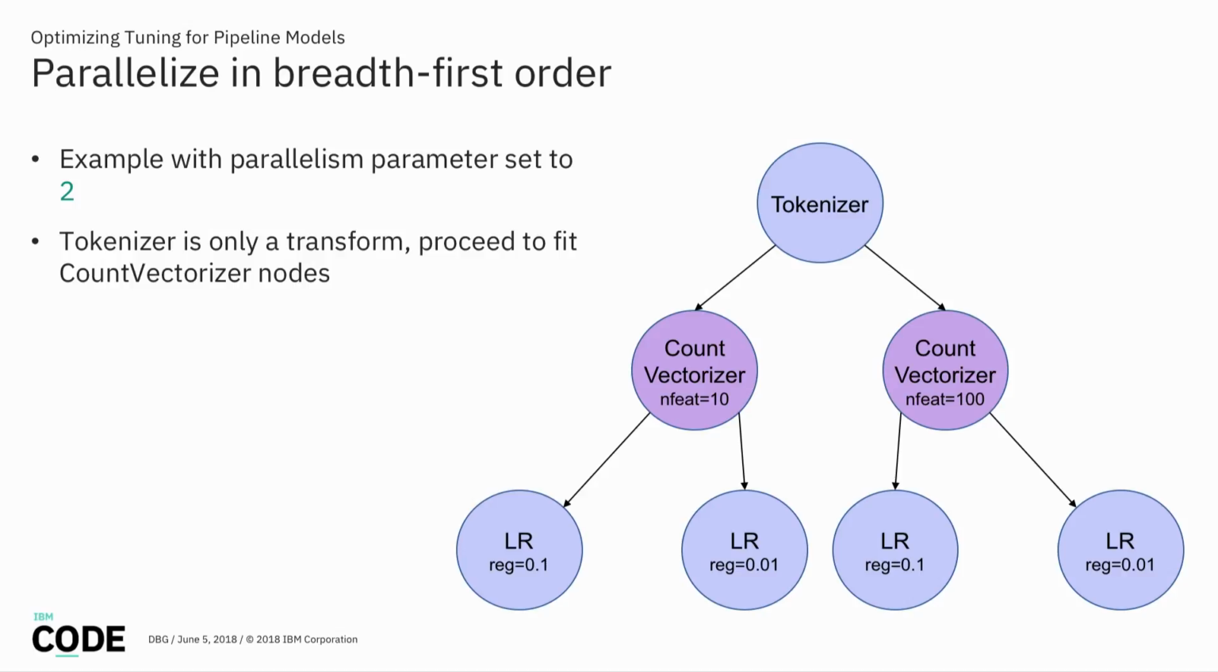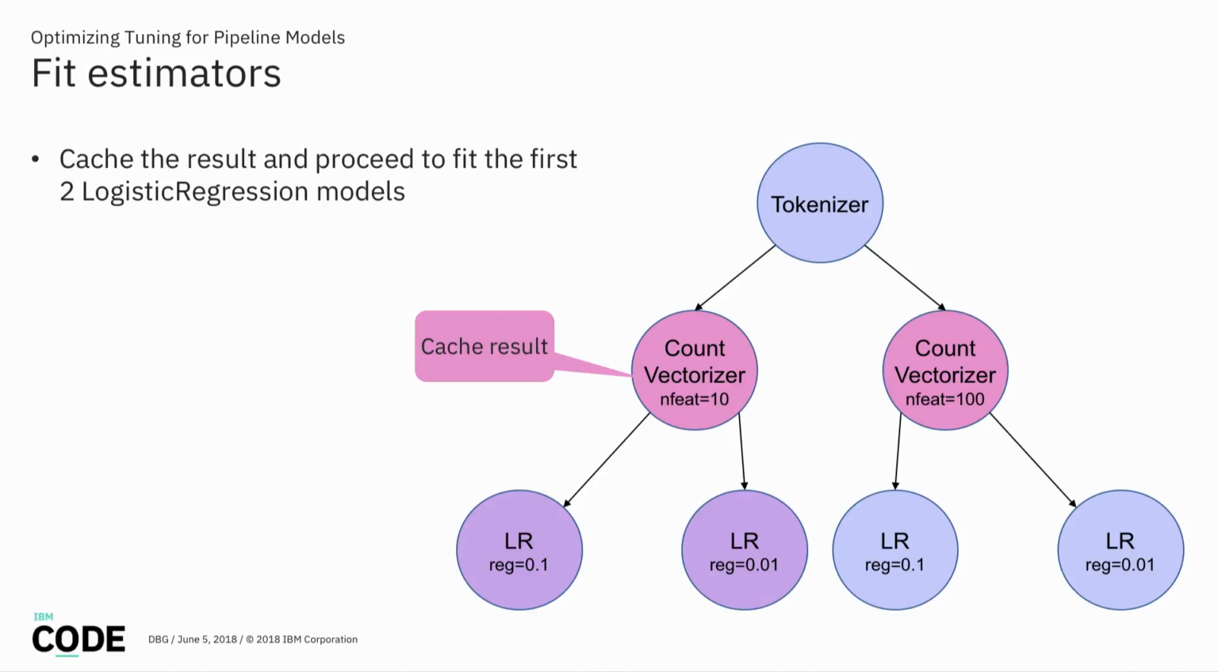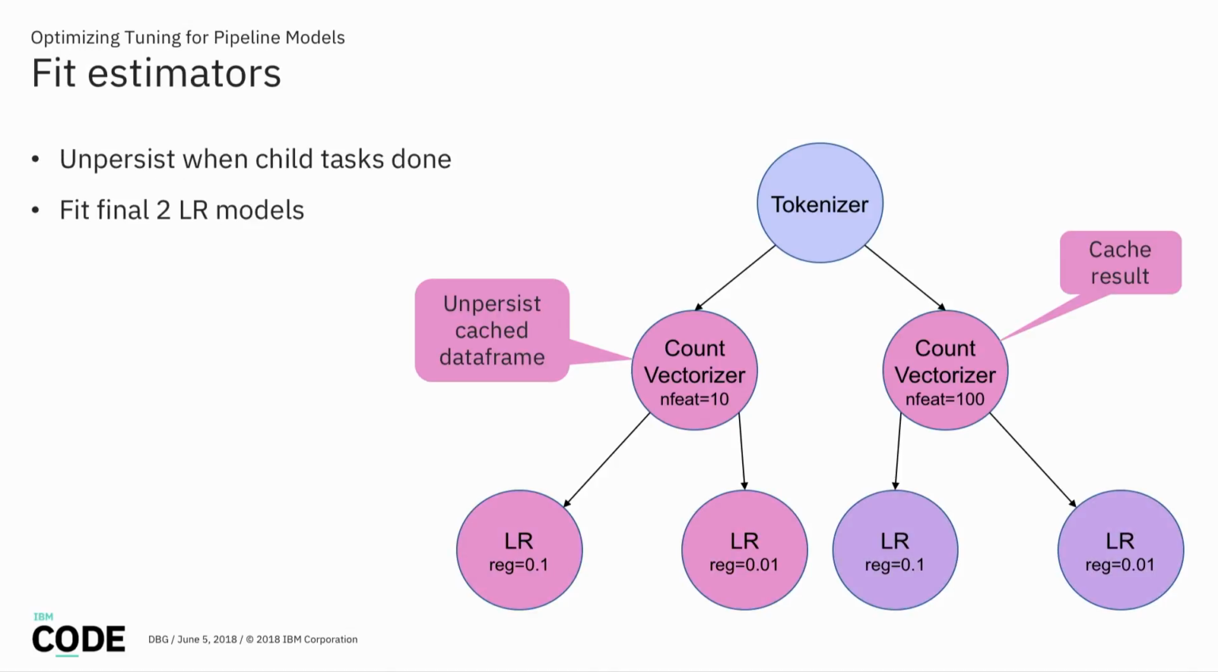Since tokenizer is just a transform, we begin by fitting the 2 count vectorizer models. Once these are fit, we'll begin to transform, and we can actually cache the result of that count vectorizer transform and start to fit our first two logistic regression models. Now, once all the child tasks are done from a cached node, we can go ahead and unpersist that node. And so we'll do that here, and then proceed to fit the next two logistic regression models.